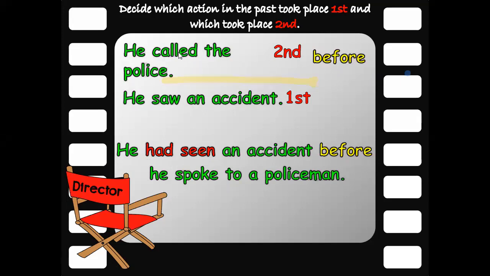Called here will be past perfect or past simple? This is action number 2. لا past simple. عشان it's action number 2, right? And so here it's action number 1. It will be past perfect. طيب بعد before we use past perfect or past simple? Past simple. Excellent. Okay. He had seen an accident before he spoke to a policeman. تمام. Thank you يا عبد الرحمن.